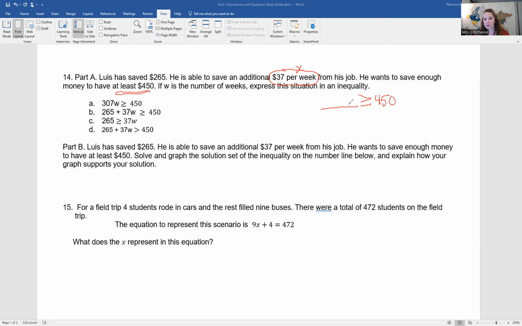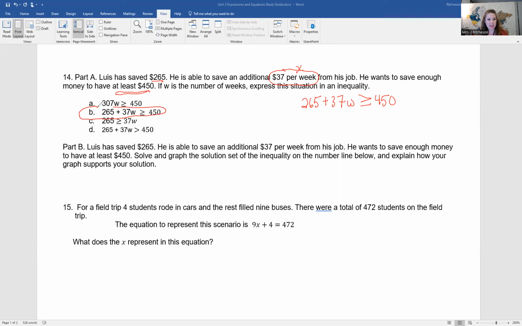However much money, this represents all the money you're going to save, because you want that amount to be more than or equal to $450. So he's already got $265. That's good. Plus, he wants to save $37 times the number of weeks, which we don't know. So they're going to let that be a W. And so that is our inequality. At least means greater than or equal to. So that would be B.